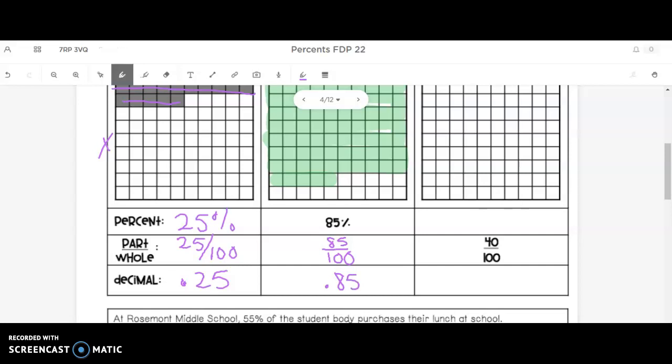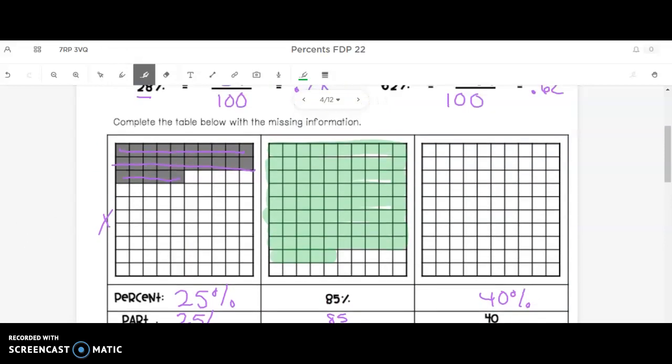Our last one here, 40 over 100, that'll be 40 hundredths, also known as 4/10 though. And as a percent, 40%. And here we would have 4 rows or 4 columns shaded in to represent 40.